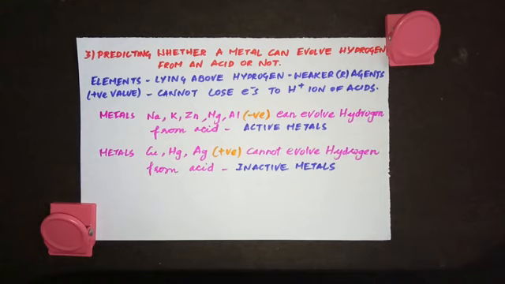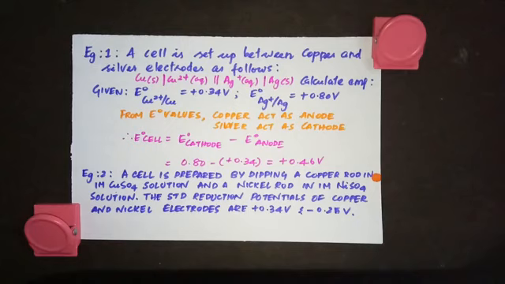Now let's apply the knowledge that we have gained to a few problems. Before we move into the example, please recall, when you are comparing two E naught values, which means standard reduction potentials, the smaller E naught value, which means the more negative value, will undergo oxidation, which means it will be acting as anode, and the other will be acting as cathode. Remember that. And second point, if the E naught value that you calculate by applying the formula E cathode minus E anode is negative, then the redox reaction is not feasible. If it is positive, then the redox reaction is feasible.